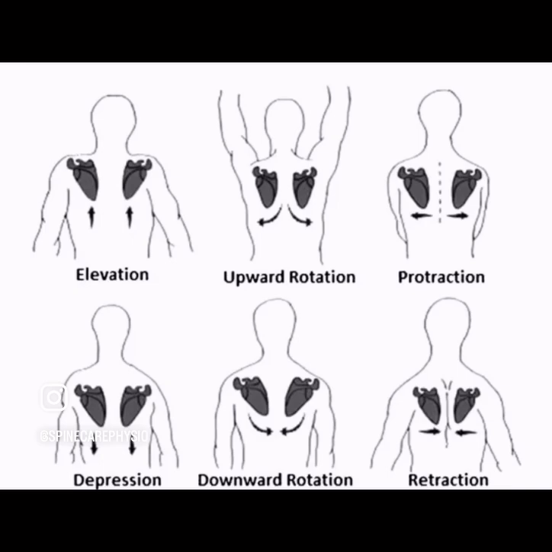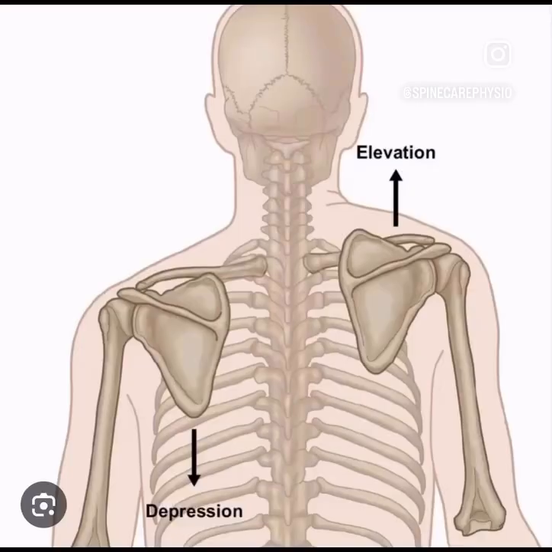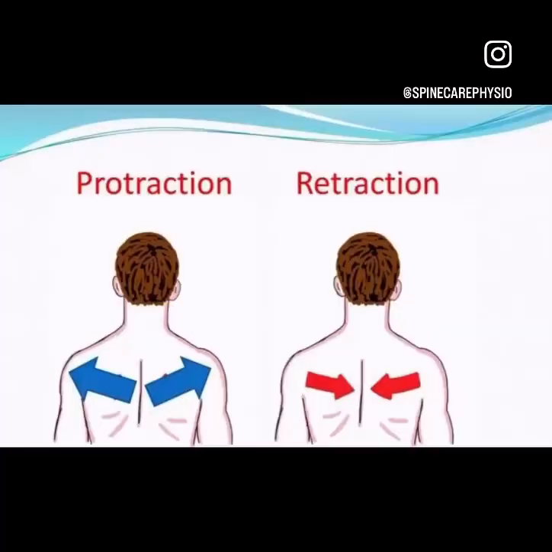First of all, we'll talk about elevation and depression of the scapula. Upward movement of the scapula or shoulder blade is called elevation, and downward movement of the scapula is called depression. The muscles involved in elevation of the scapula are upper trapezius and levator scapulae, and the muscles involved in the depression of the scapula include serratus inferior and pec minor.